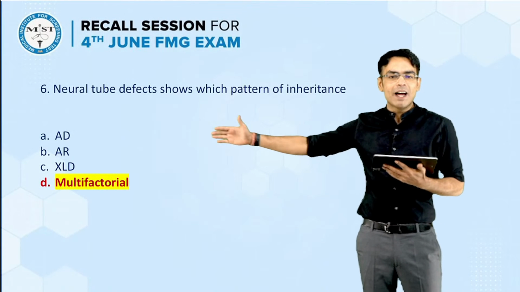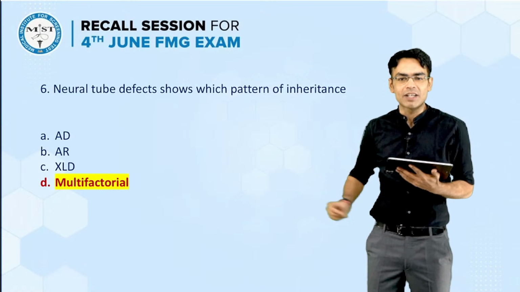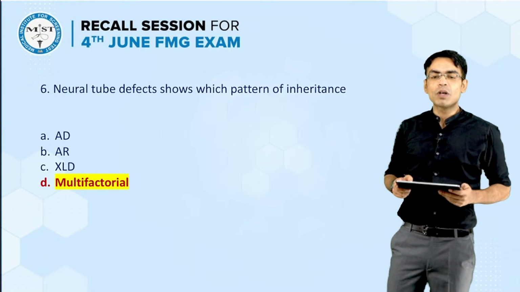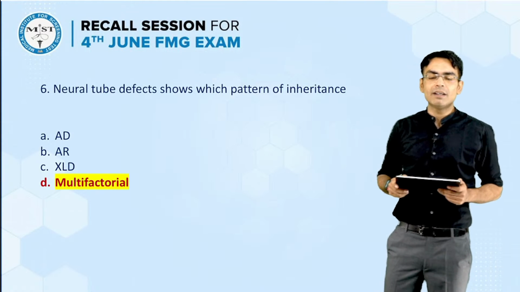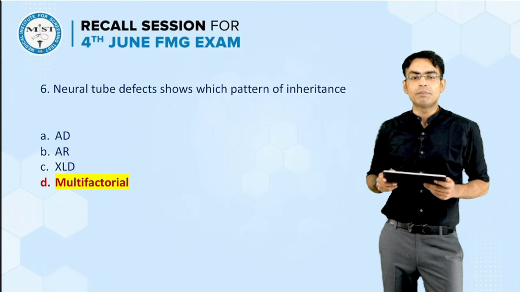Again, the options given were autosomal dominant, autosomal recessive, X-linked dominant and multifactorial. Multifactorial is the right answer in this question, because it involves many genetic mutations to lead to these neural tube defects.